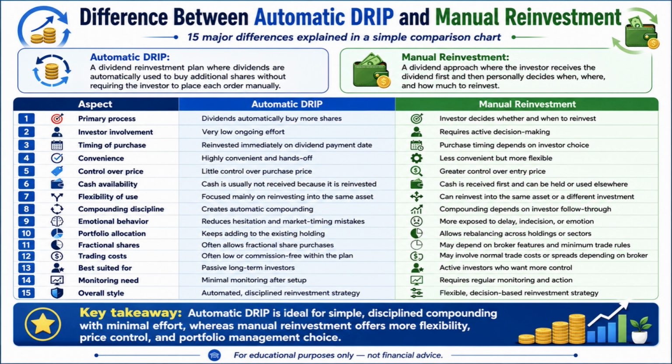Number 15. Overall, automatic DRIP is an automated and disciplined reinvestment strategy, whereas manual reinvestment is a flexible and decision-based reinvestment strategy. So, the key takeaway is that automatic DRIP is ideal for simple, disciplined compounding with minimal effort, whereas manual reinvestment offers more flexibility, better price control, and more portfolio management choice.